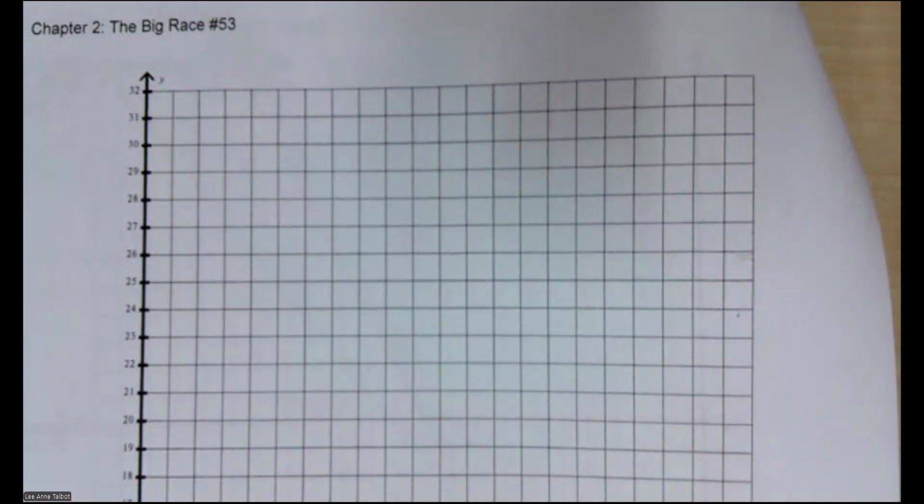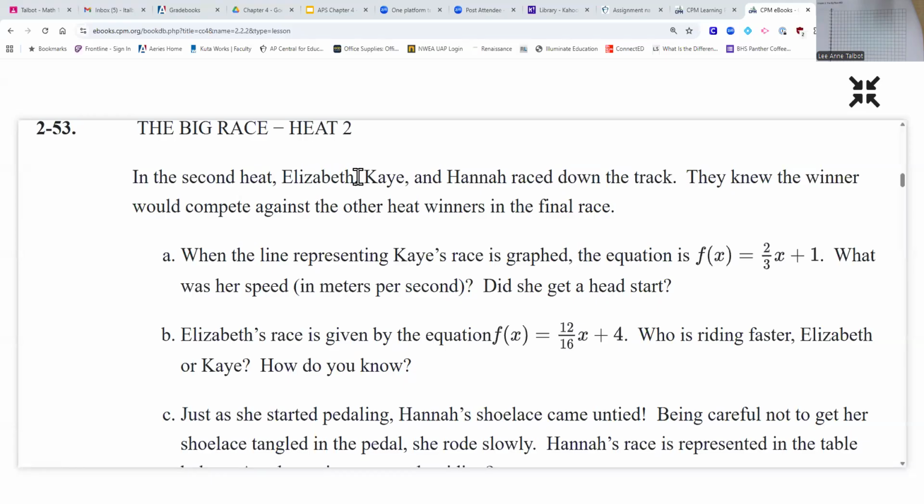All right, let's see what kind of situation we have here. Heat 2. In the second heat, Elizabeth, Kay, and Hannah raced down the track. They knew the winner would compete against the other heat winners in the final race. When the line representing K's race is graphed, the equation is f of x equals 2/3 x plus 1. What was her speed in meters per second? Did she get a head start? Yes.